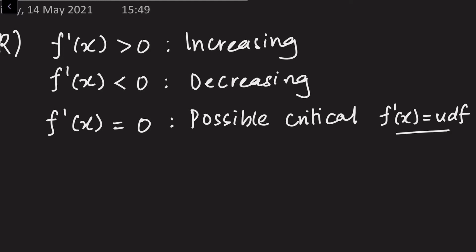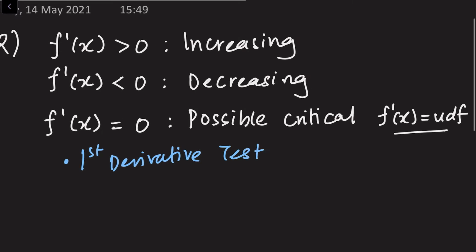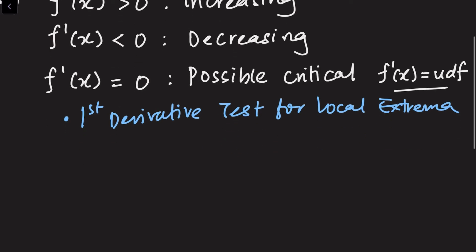So we know that it is a critical point. How do we know whether they are maxima or minima? Then we have two options. The first one is the first derivative test, the test for local extrema. For the first derivative test, we'll observe the sign before and after that critical point, alright? So the sign of the first derivative.